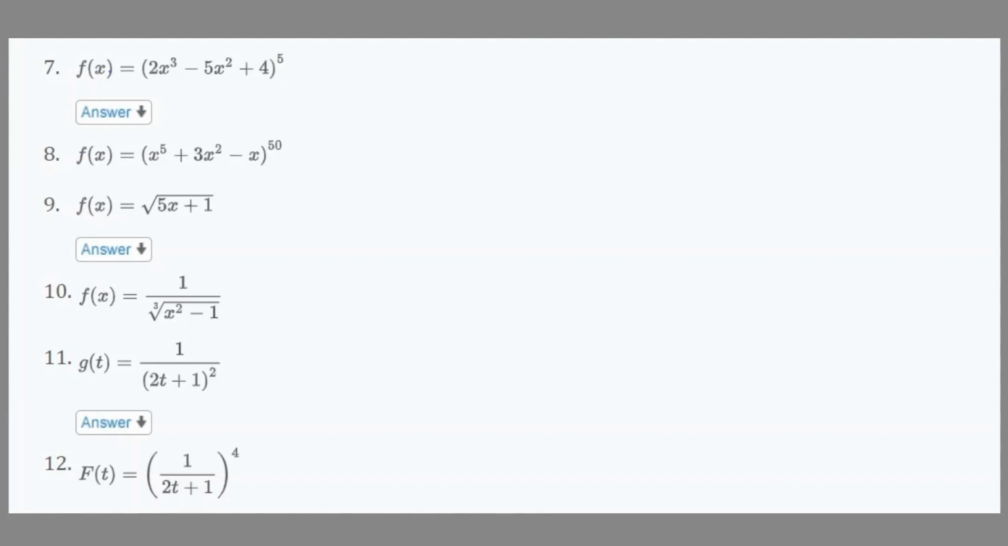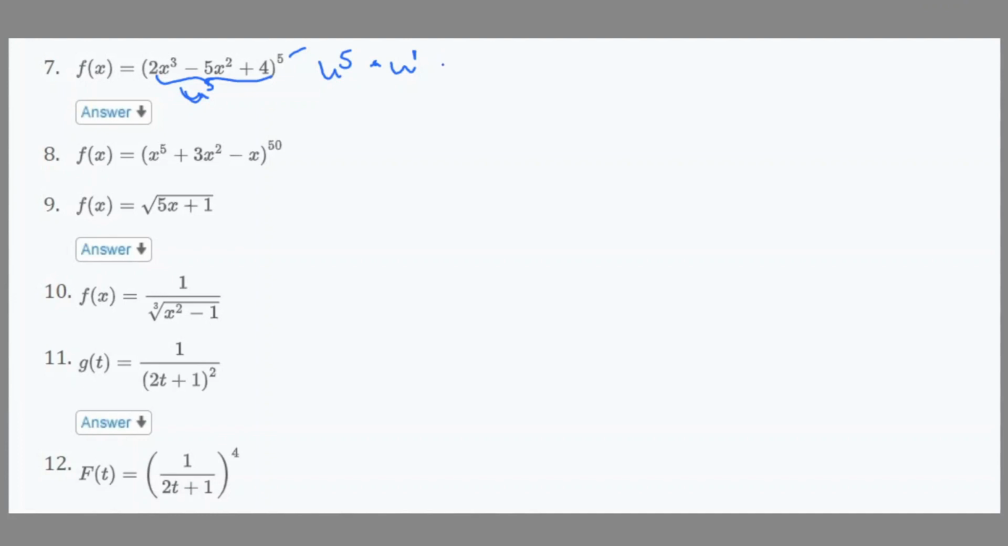Alright, so for number 7, we're looking at the function f of x is 2x to the 3rd power minus 5x squared plus 4, and all that is to the 5th power. So what we did at the start, this would be our outside function. Let's say u to the 5th power. Let's say u is 2x to the 3rd power minus 5x squared plus 4. So let's say this was our u. So u to the 5th power would be, if we rewrote it, multiplied by u prime.